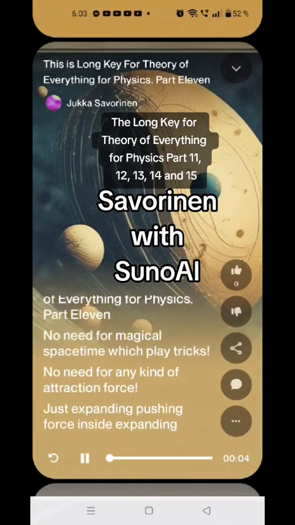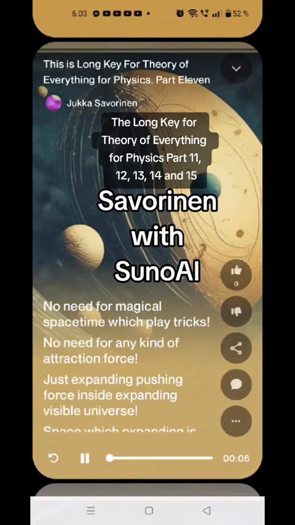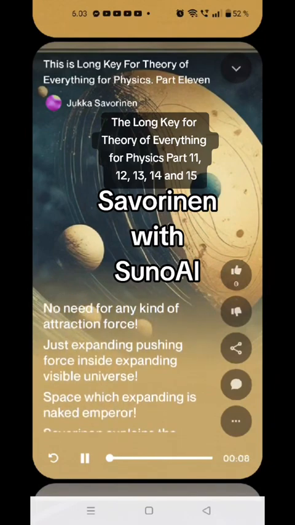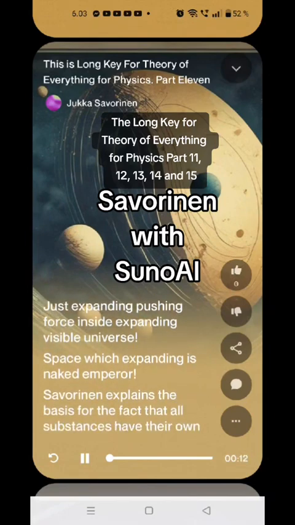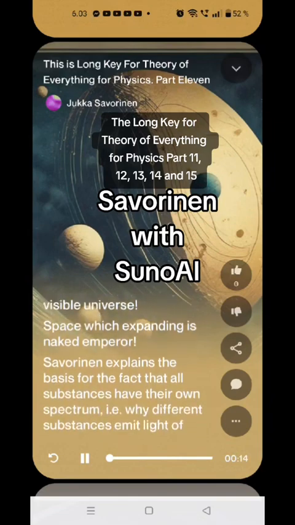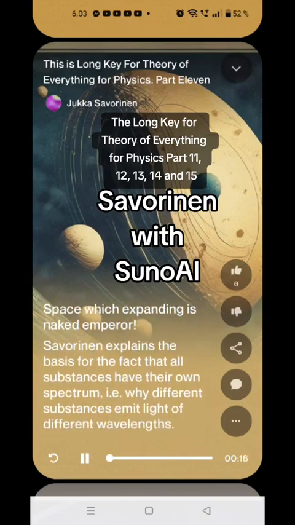No need for logical space done with play tricks. No need for any kind of attraction force. Just expanding, pushing force inside the expanding visible universe. Space which is expanding is a naked emperor.